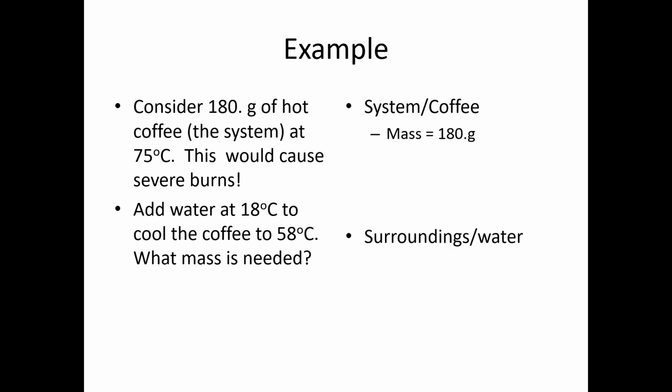Okay, so we need to separate our system and our surroundings because we've got information about both of them. So our system is the coffee and the surroundings is the water. Now, if we had named them in the other direction, it wouldn't matter. The math would still work out.